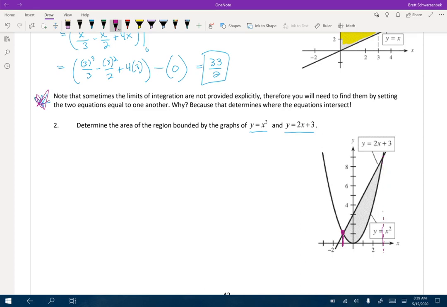Note, these lines are actually drawn from where the two graphs intersect. And how do you find where two graphs intersect each other? You set them equal to each other. So we're going to do that. We're going to write limits here because we want to find the limits of integration. And by doing so, we have to set our two equations, x squared and 2x plus 3, equal to one another. And by the way, why are we allowed to do that, to be clear? Because these are both equal to y.